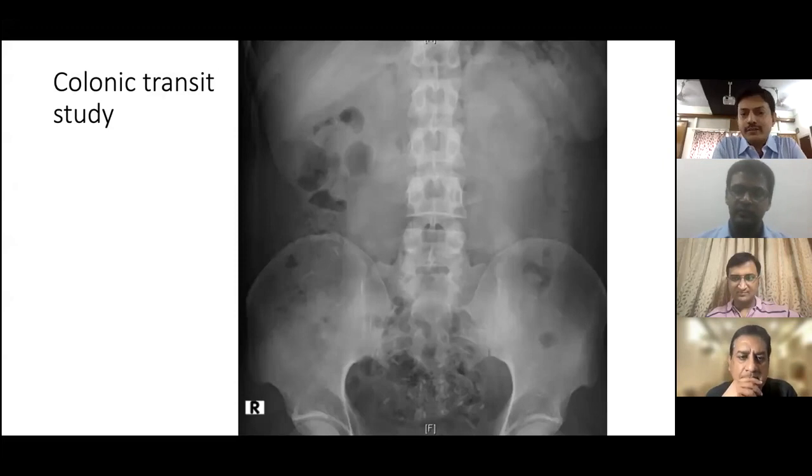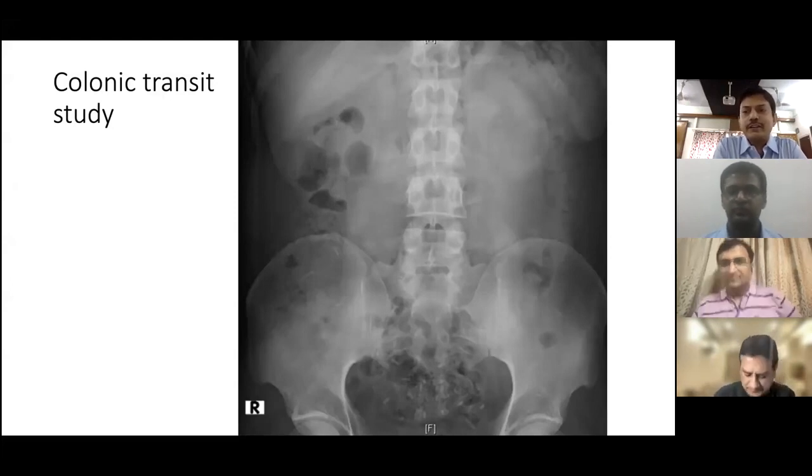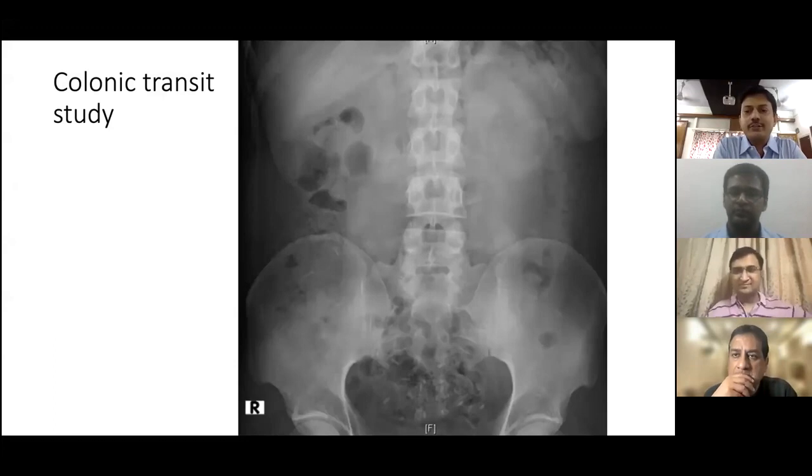If you look at this picture, what John is saying is that when you do a transit study and you do an X-ray, you have to not only look at the retention of marker, but you also have to look at the positions of marker. In this patient, the markers are all in the rectosigmoid region. And so the right and the left colon is virtually free of markers actually. So when the markers are in rectosigmoid, then again it reflects a dyssynergic defecation rather than a slow transit constipation. Whereas if the markers were all over the place, you would have slow transit.